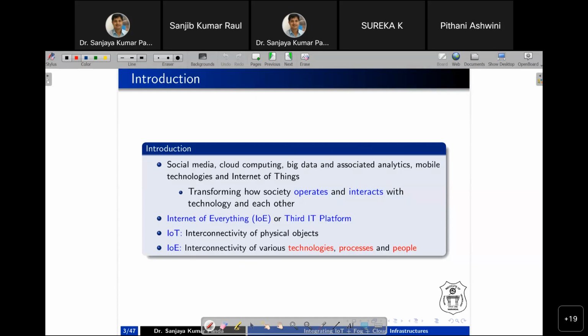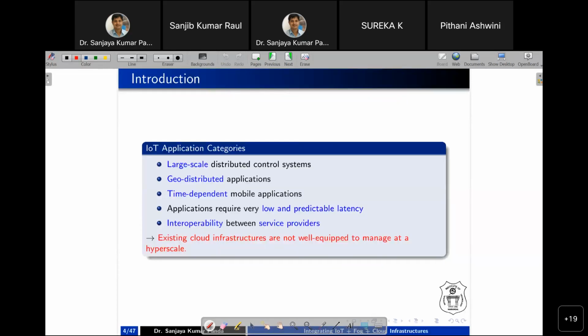Integrating various technologies is the main goal behind IoE, but in IoT we are looking at how we can connect multiple physical objects into a network and provide interconnection in the network. So this is the primary difference between IoT and IoE. And there are a huge number of applications you can find in IoT, especially in smart city applications, healthcare applications, and other related applications. These applications can be categorized into certain categories.